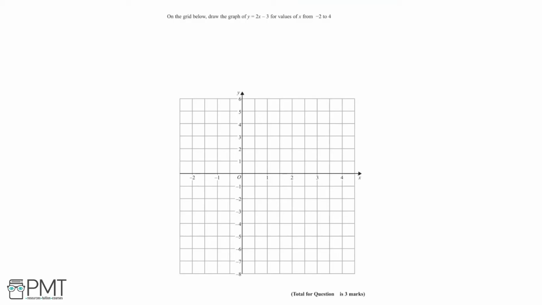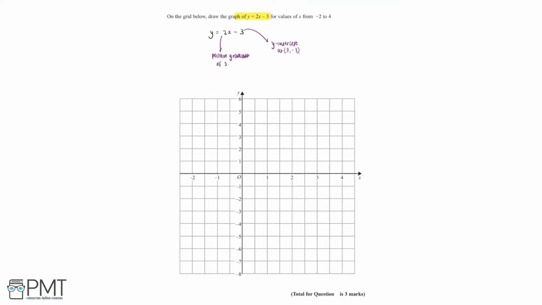In this question, we're asked to draw the graph of y equals 2x minus 3 on the grid below, for values of x from minus 2 until 4. Now let's start by considering what the line y equals 2x minus 3 really means. We can recognise that this is in the form of y equals mx plus c, and so we can see that this line is a straight line graph. Now the minus 3 suggests that we have a y-intercept at the point 0, minus 3, and the 2x suggests that we have a positive gradient of 2.